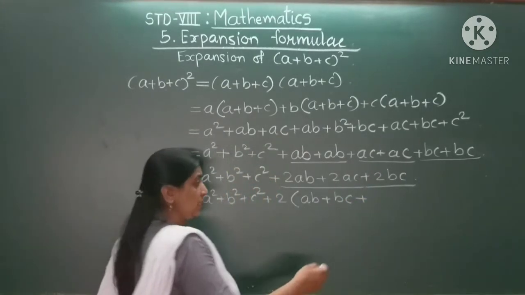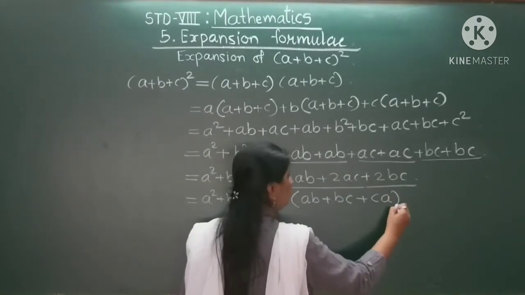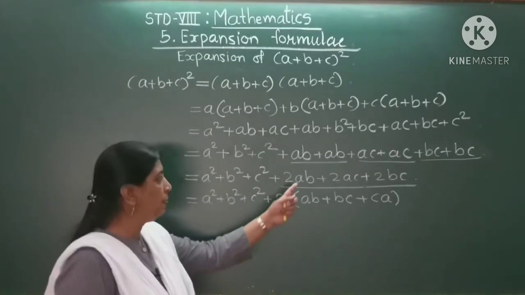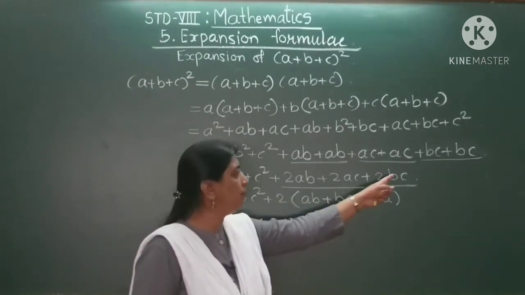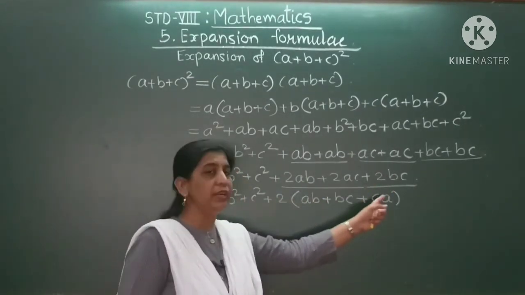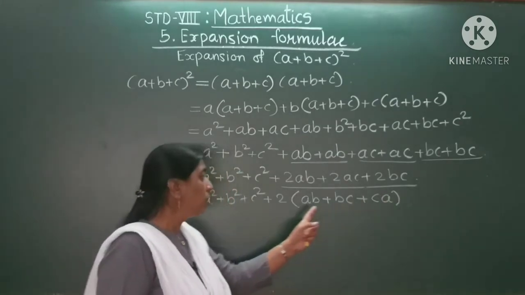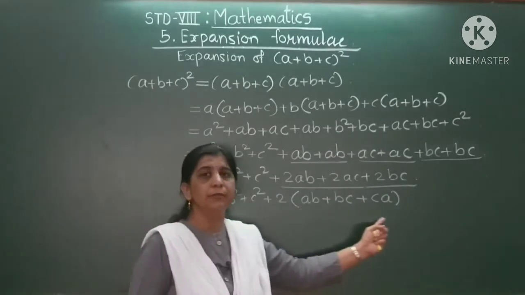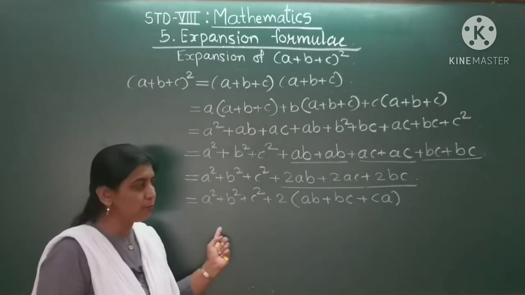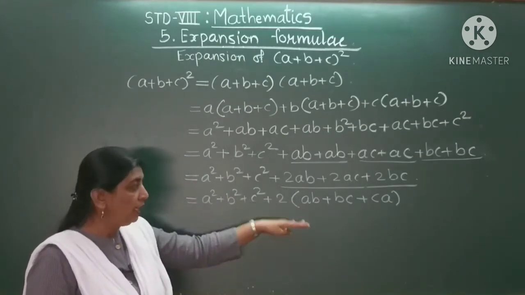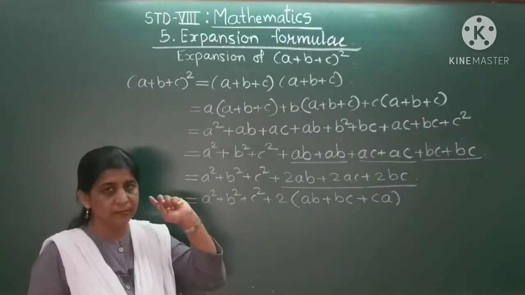And instead of AC, if I write CA, see what I have done? AB, then I have BC, and then instead of AC I have written CA. Okay, so now this becomes my expanded formula, the expansion formula, because I cannot solve this any further.